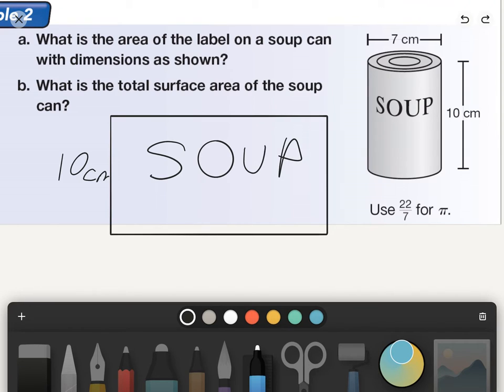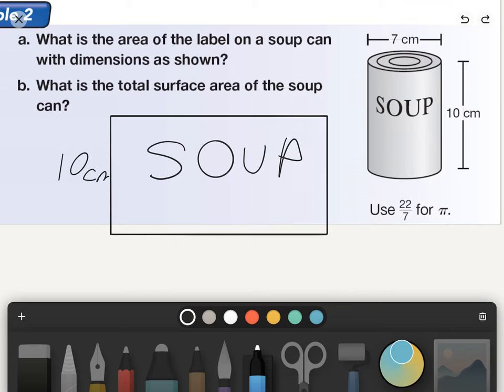Okay, so that being said, we have established that this is a rectangle, and the circumference is going to be the length of it. And so we're using 22/7 for pi because, oh, looky, it's a 7 centimeter diameter, right? So I'll give you a moment to figure out what is the length. One deep breath.